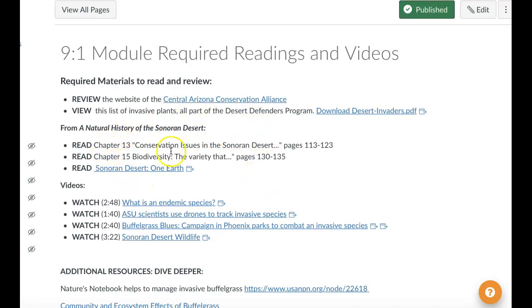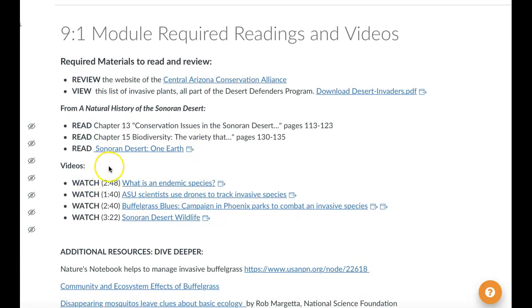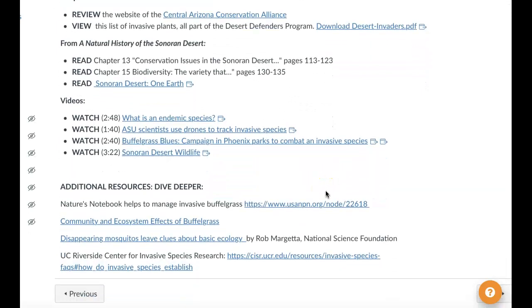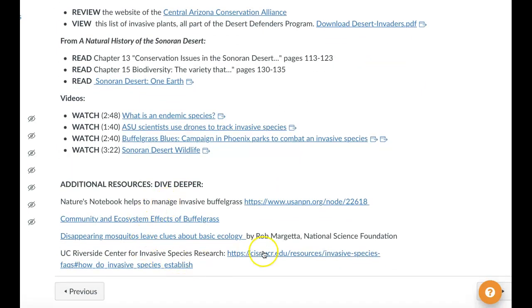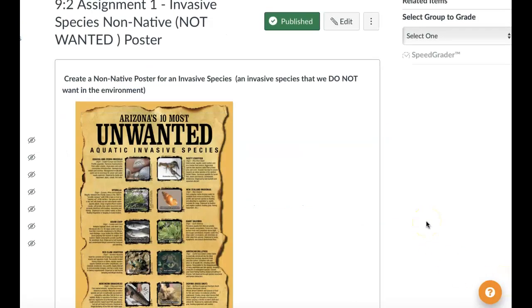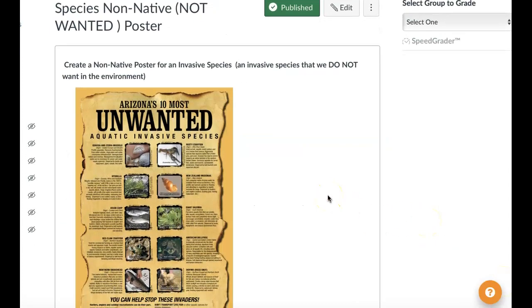Next, you're going to see some readings from the book, Natural History of the Sonoran Desert. And then remember, there's some videos here that you're going to watch. So buffalo grass is a big one here. A lot of opportunities to help to combat that invasive species. And then there's some additional resources down there. So lots to explore.